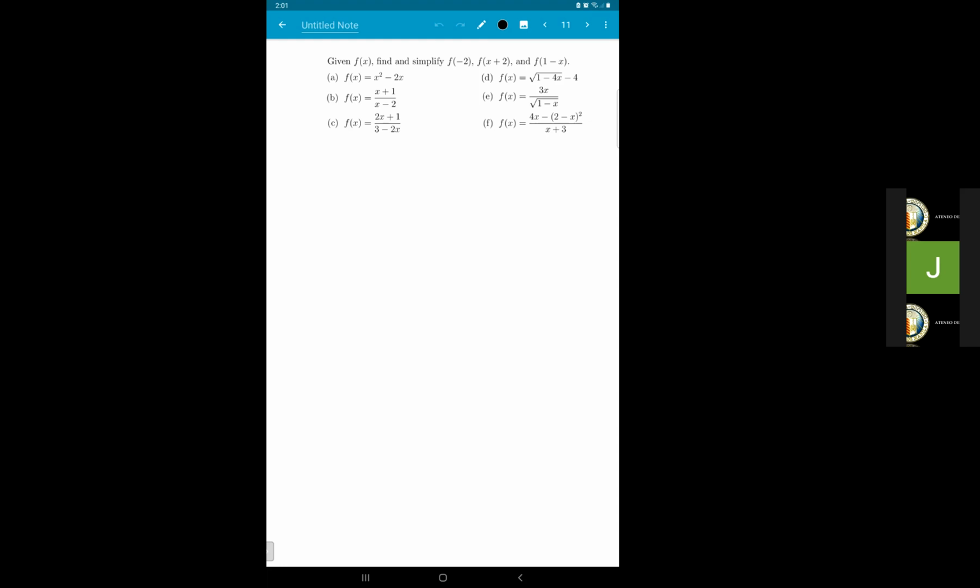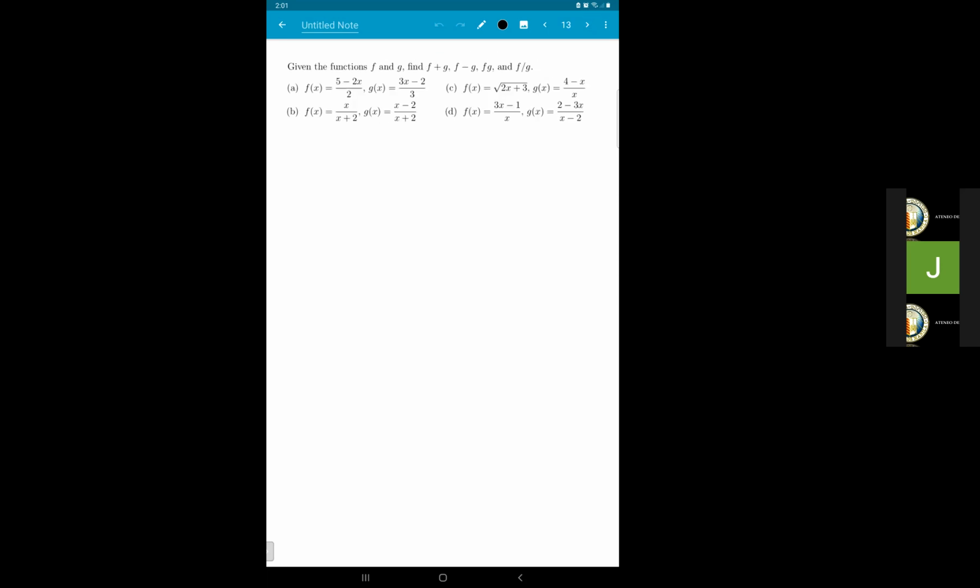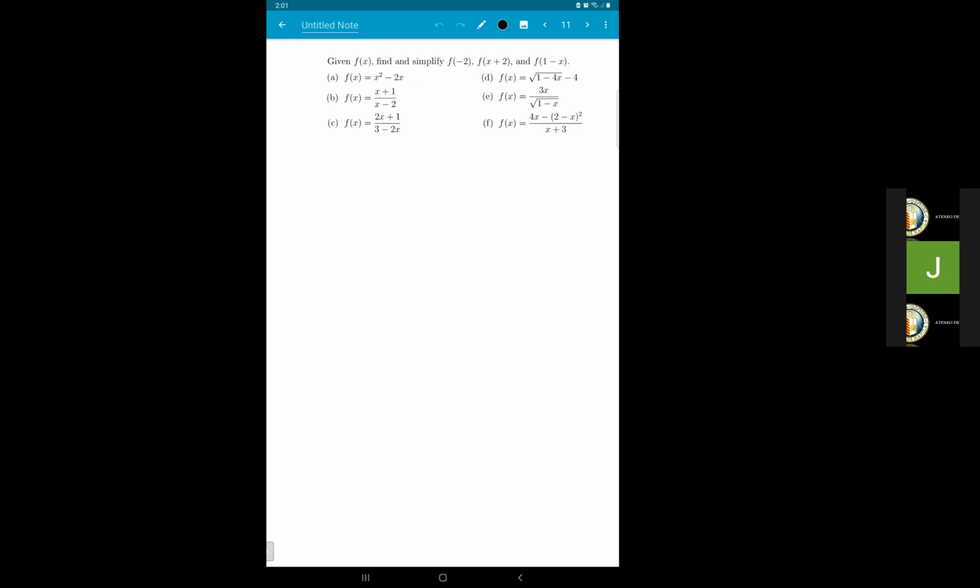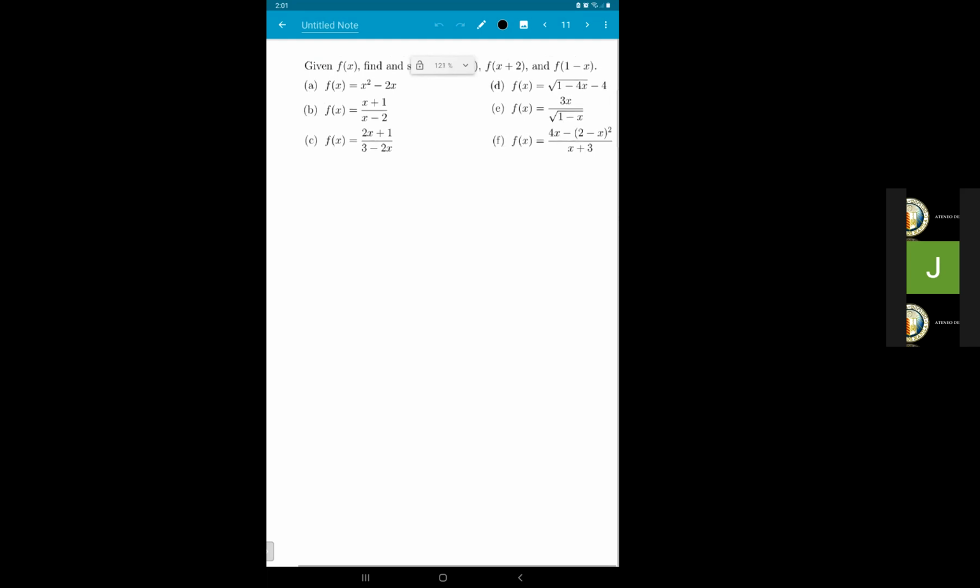We just have some exercises on evaluation of functions and operations of functions. Okay, let's start with this set of exercises here on function evaluation. So let's start with item A.